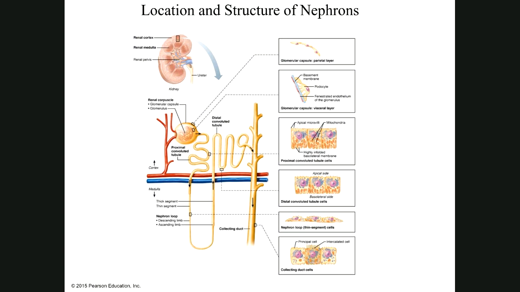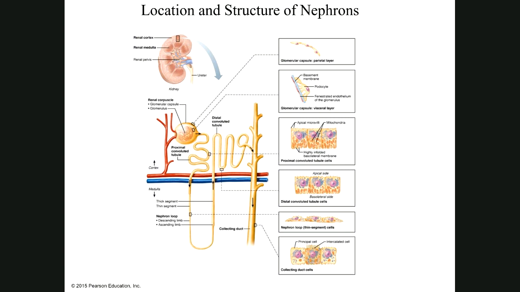It's capillaries with fenestrated endothelium that is highly porous, so it allows efficient filtrate formation. And we have this glomerular capsule. In the glomerular capsule, you have an epithelium that is squamous, actually. It's called Bowman's capsule.